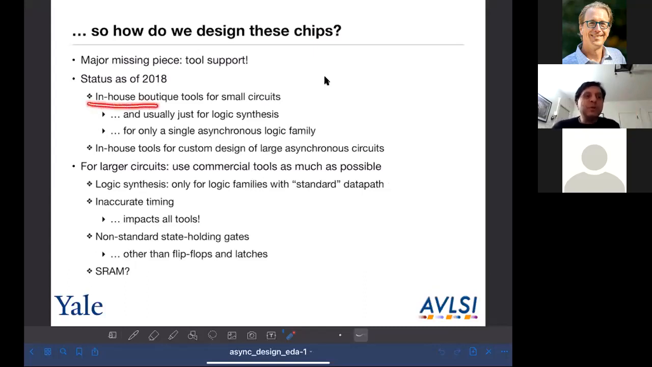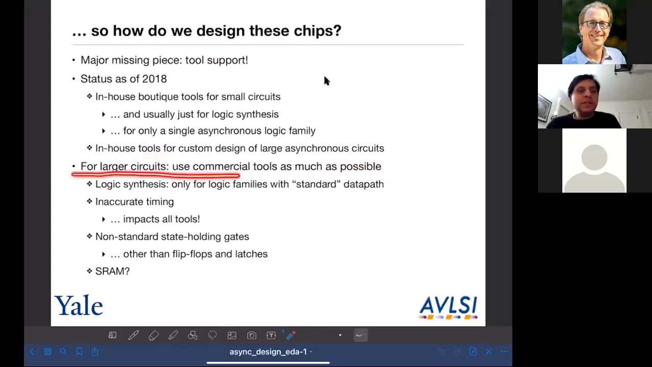But there were a few groups that had in-house boutique tools, and these tools could be used for small circuits, primarily logic synthesis, not much more than that. And typically just for the particular asynchronous family they were investigating. There were also some in-house tools for custom design of large asynchronous circuits. So again, not a full ASIC flow, but if I wanted to do an analog-style design where I draw schematics and then do layout and then DRC, LVS, simulations, all of that kind of stuff, there were tools that would allow you to do that. And actually my group had probably the most complete set of tools for that particular purpose.